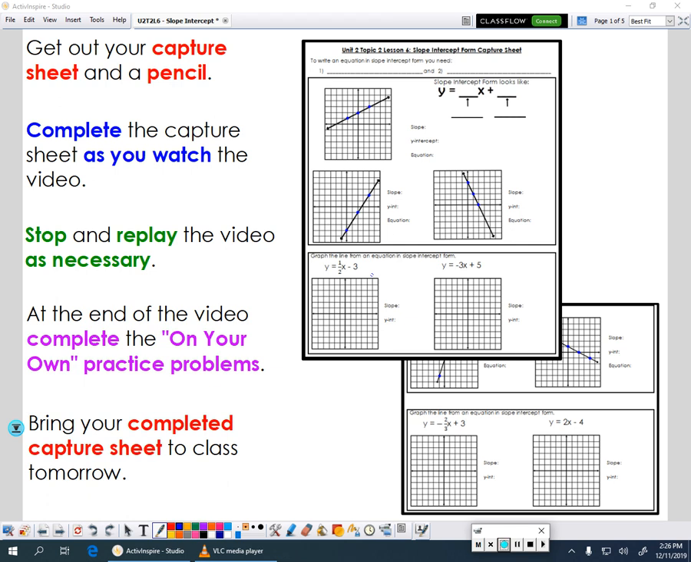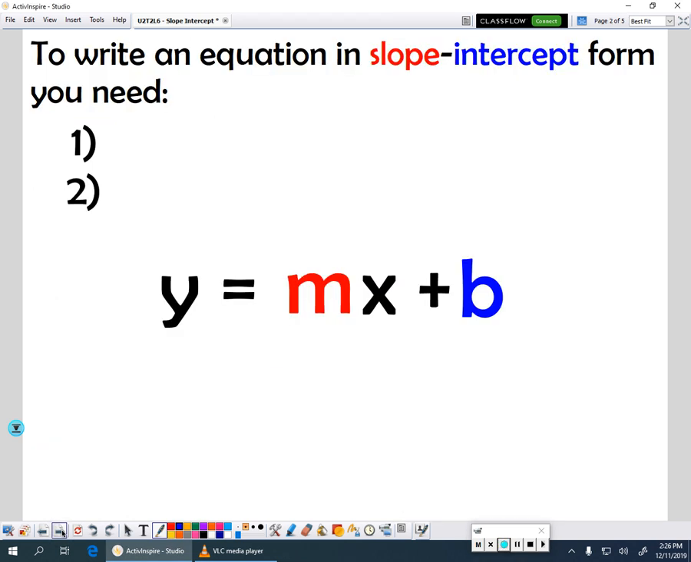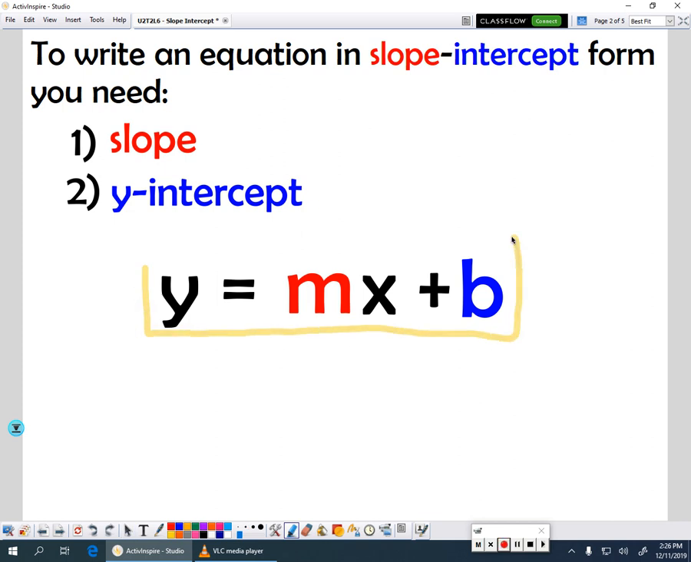Today we're going to talk about slope-intercept form. In order to write an equation in slope-intercept form, you need two things. You need your slope and you need your intercept. Now this equation right here is written in slope-intercept form.